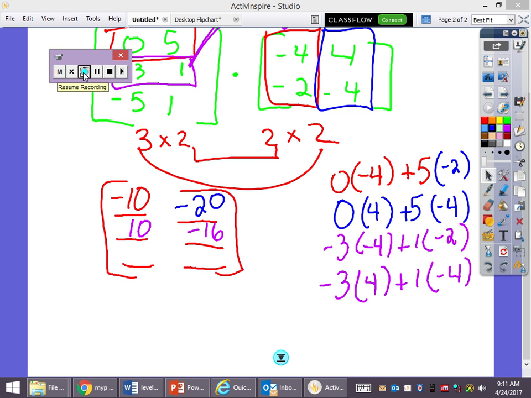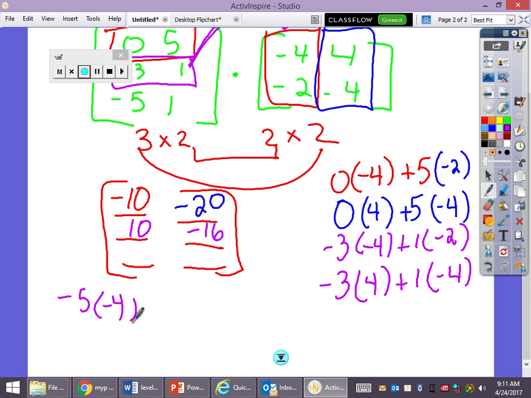Okay, so you should have done negative 5 times negative 4 plus 1 times negative 2, and negative 5 times 4 plus 1 times negative 4, yes? All right, so 20 minus 2 is 18, and negative 20 plus negative 4 is negative 24.